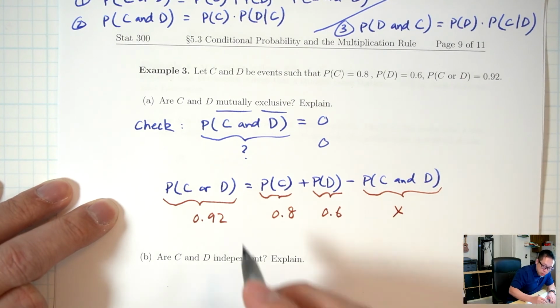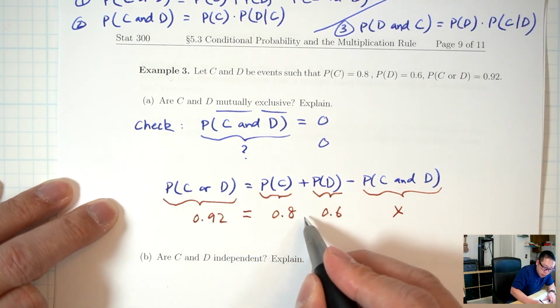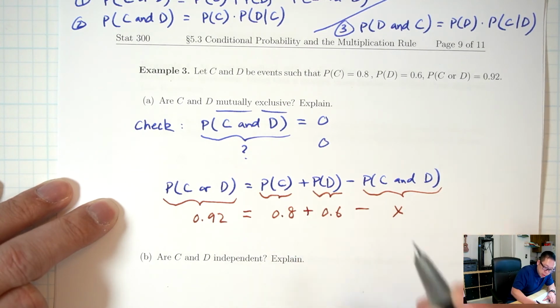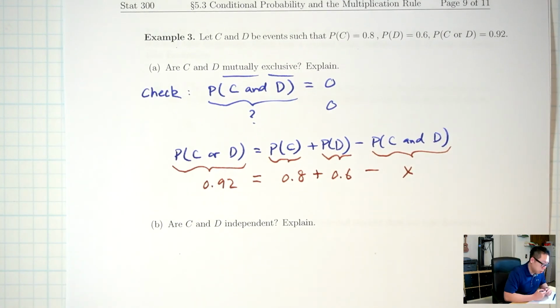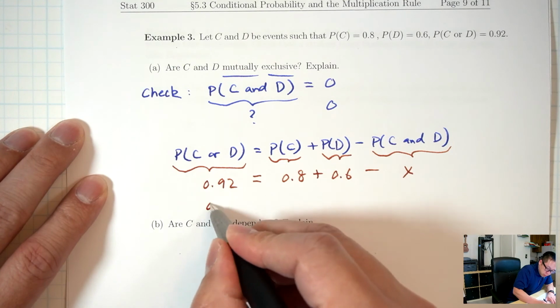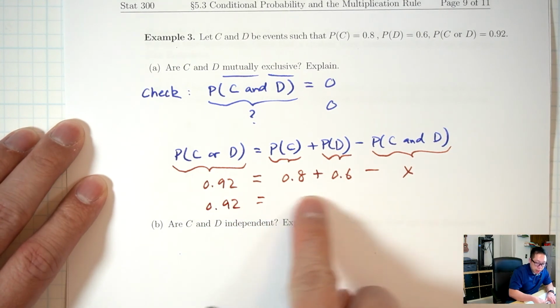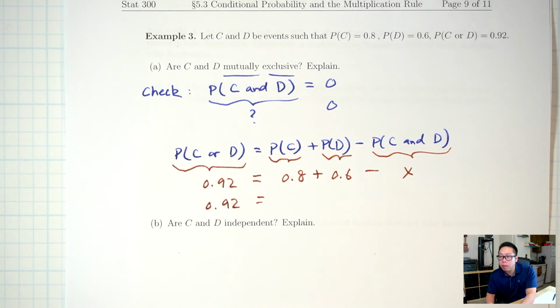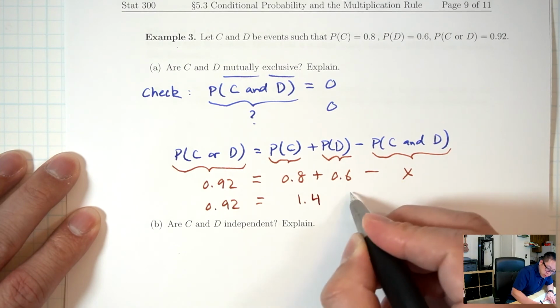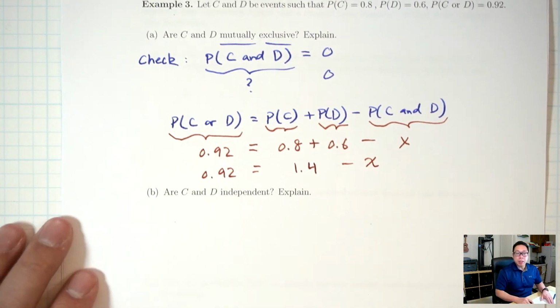And then I'm going to go through and fill in the symbols. There's an equals here. Between the 0.8, 0.6, there's a plus. And then between the 0.6 and the X, there's a minus. And then your job is to get the X by itself. Okay, so let me first simplify both sides. Left side, there's nothing to do. Right side, I can add those. So 0.8 plus 0.6 is 1.4. And then I still have this minus X.